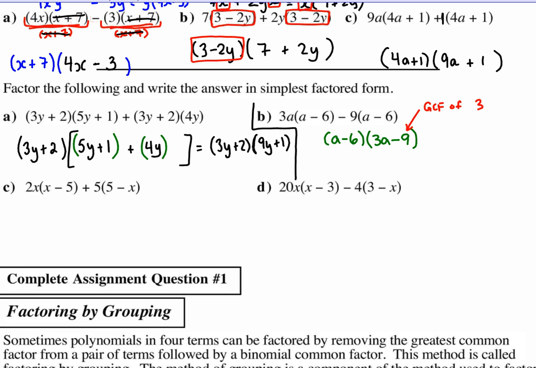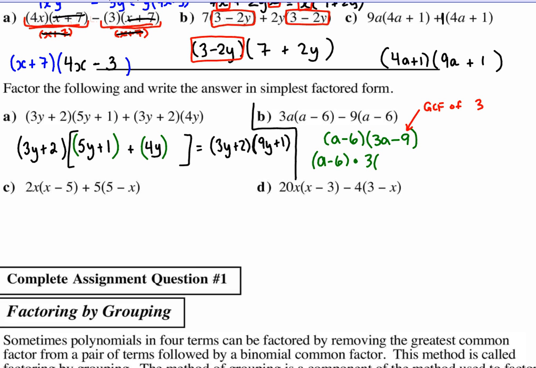3a minus 9, can you divide those both by 3? So we need to pull that 3. So there's 3 now. Okay, so you have a minus 6 times 3 times what? I know, your mind's being blown. Okay, so I factored the a minus 6 out. We're all good with this step.